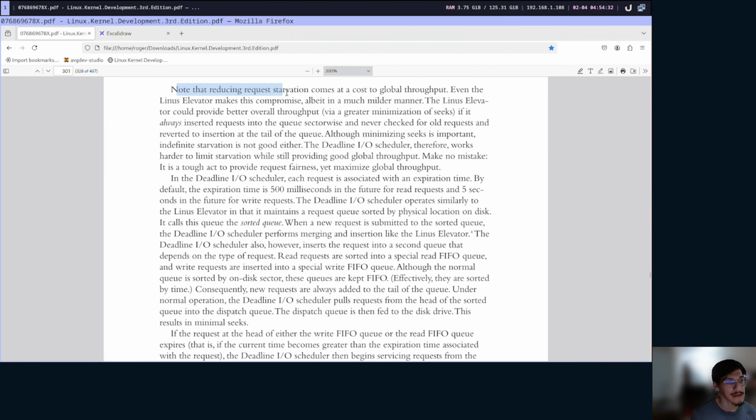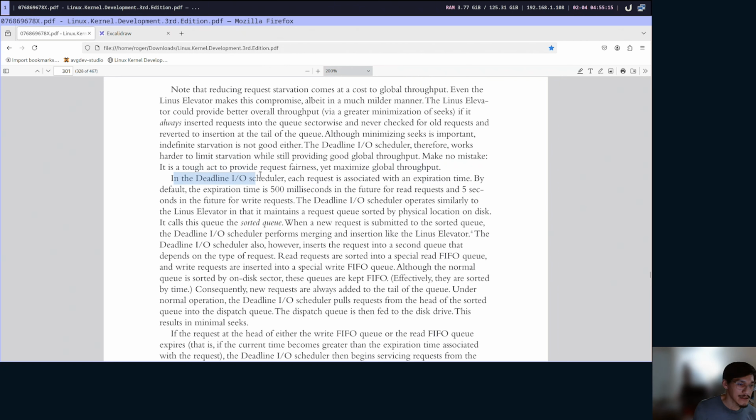Note that reducing request starvation comes at a cost to global throughput. Even the Linus elevator makes this compromise, albeit in a much milder manner. The Linus elevator could provide better overall throughput via a greater minimization of seeks if it always inserted requests into the queue sector-wise and never checked for old requests and reverted to insertion at the tail of the queue. Although minimizing seeks is important, indefinite starvation is not good either. The deadline I/O scheduler therefore works harder to limit starvation while still providing good global throughput. Make no mistake, it is a tough act to provide request fairness, yet maximize global throughput.